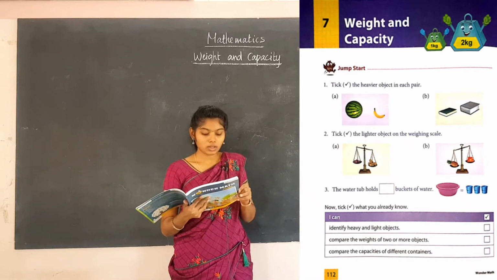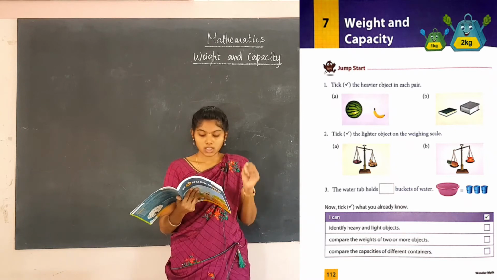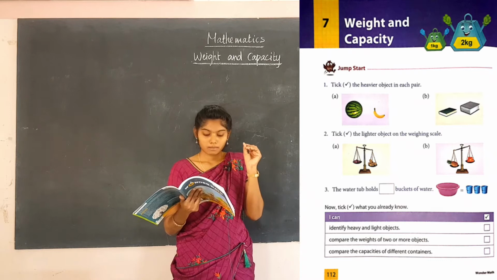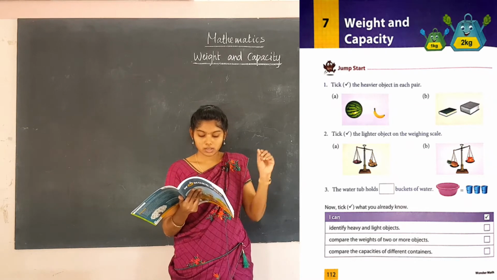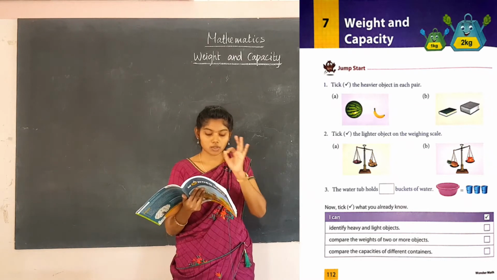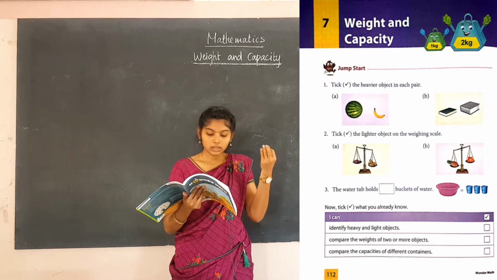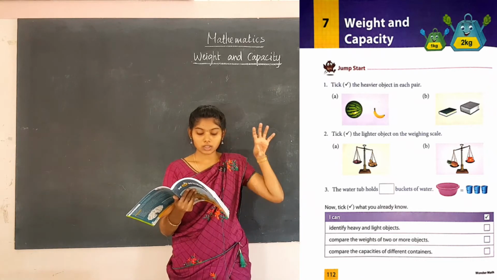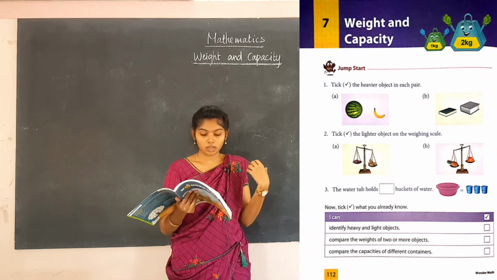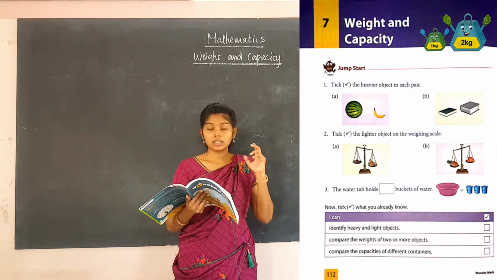And see the third one: the water tub holds blank buckets of water. The picture is given there, 3 buckets of water. The water tub holds 3 buckets of water. So these are the things given there in the Jump Start.